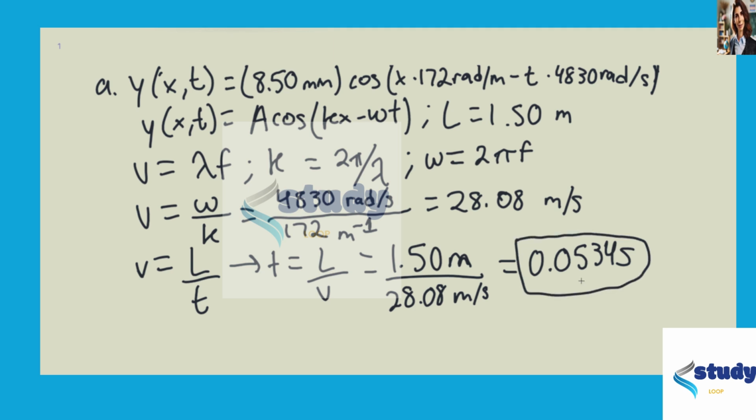This is how long it takes for a pulse to travel the full length of the string, given that the pulse is traveling at 28.08 meters per second and the length of the string is 1.5 meters. Now, they want us to find tension. So we know that this is B. The propagation speed is going to be equal to the square root of the force tension divided by mu, the linear density. And let's isolate F.